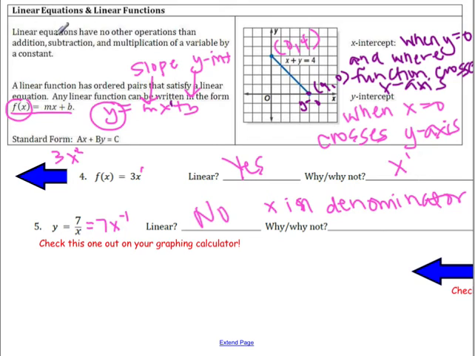And that also brings with it addition, subtraction, and multiplication. There's no division. Okay, so that makes it not linear.